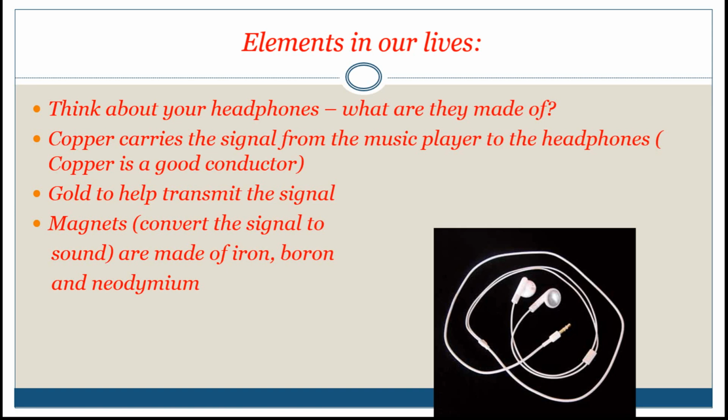There's gold in your headphones. It helps transmit the signal. Gold is also a good conductor. There are magnets which convert the signal to sound, and those are made of iron, boron, and neodymium. Neodymium is often called rare earth magnets.